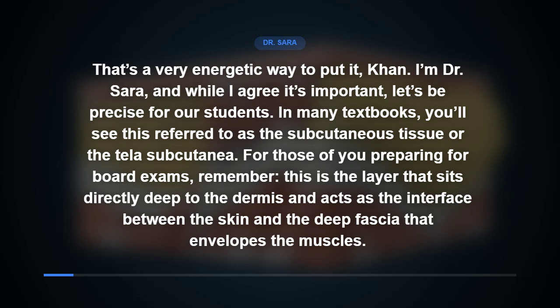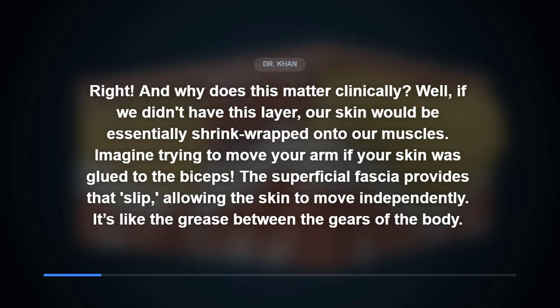That's a very energetic way to put it, Khan. I'm Dr. Sarah, and while I agree it's important, let's be precise for our students. In many textbooks, you'll see this referred to as the subcutaneous tissue or the tela subcutanea. For those of you preparing for board exams, remember, this is the layer that sits directly deep to the dermis and acts as the interface between the skin and the deep fascia that envelops the muscles.